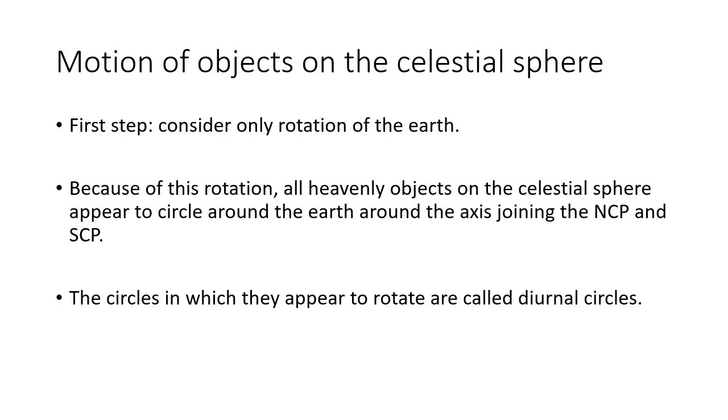So what does this mean in terms of the motion on the celestial sphere? Well, since the Earth is fixed in the celestial sphere, because of the rotation of the Earth, it will appear that all the stars, all the heavenly objects, the sun, and everything else, move about the Earth. They rotate about an axis joining the north celestial pole and the south celestial pole. So all the objects trace out circles, and the planes of the circles are all perpendicular to the axis joining the celestial poles. And these circles are known as diurnal circles.